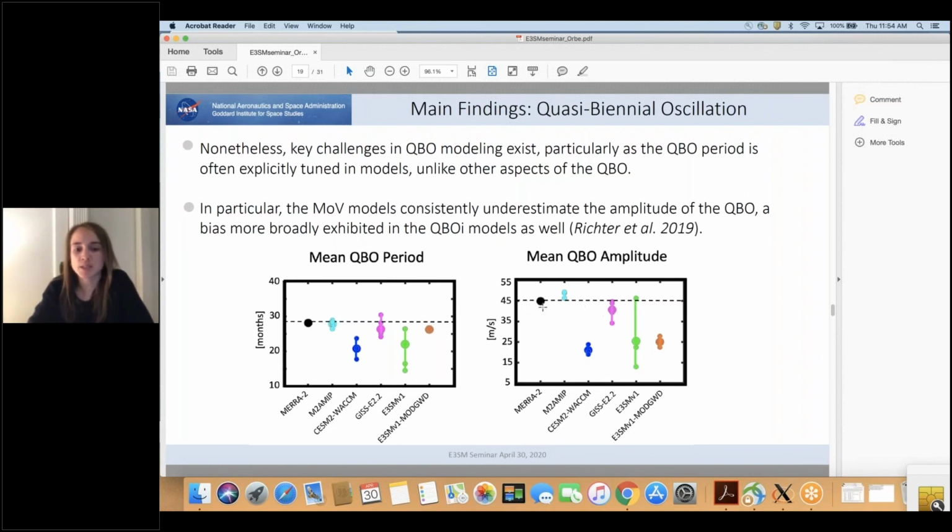This really presents an issue that has been known and has also been demonstrated for the QBOi models, and it physically translates to a lack of the QBO to descend substantially into the middle and lower stratosphere. So this amplitude underestimate does remain a challenge for models, and in particular will have implications for the degree to which QBO teleconnections to other modes like the North Atlantic Oscillation or the Madden-Julian Oscillation can be represented in climate models.